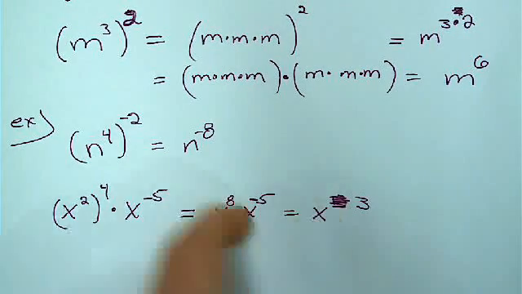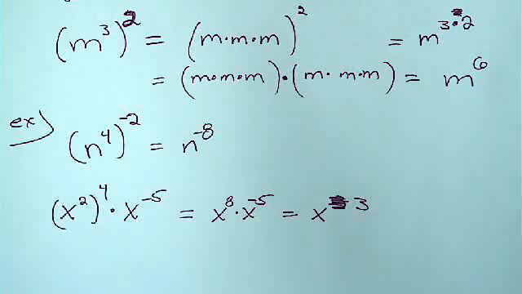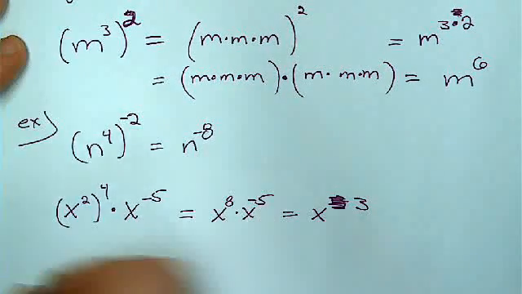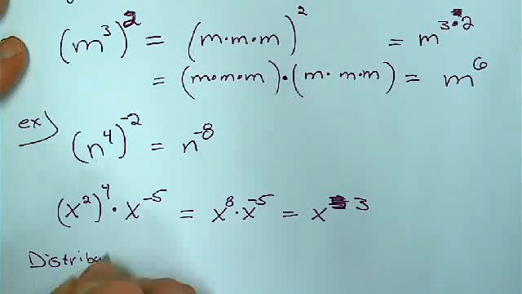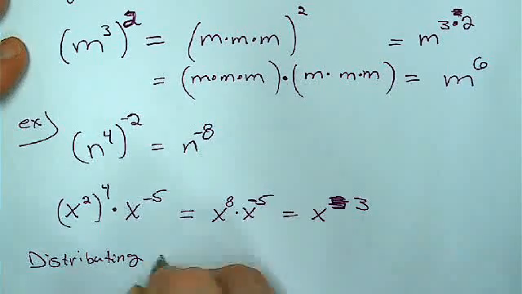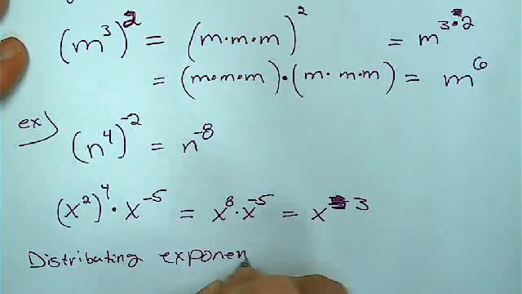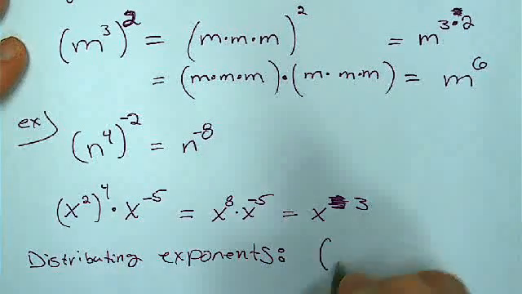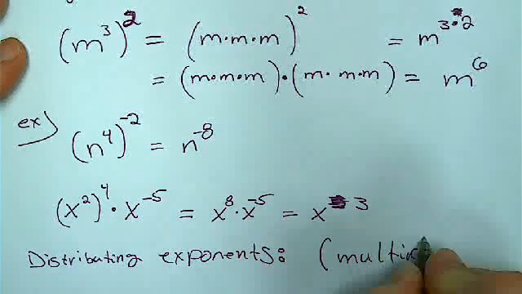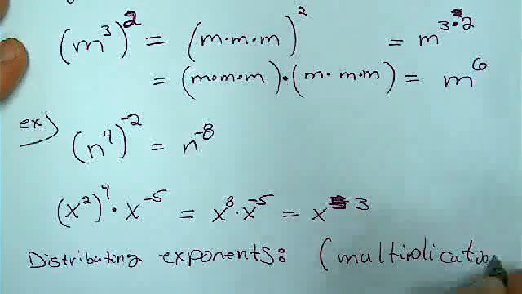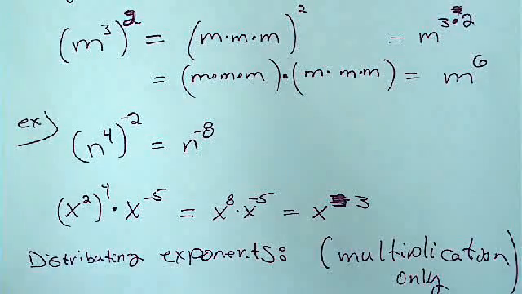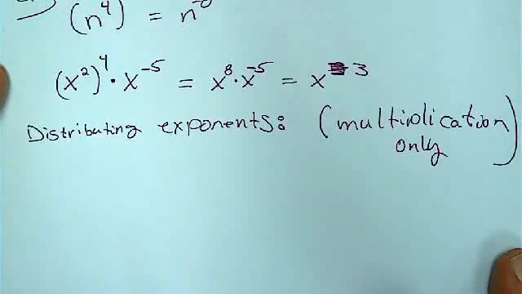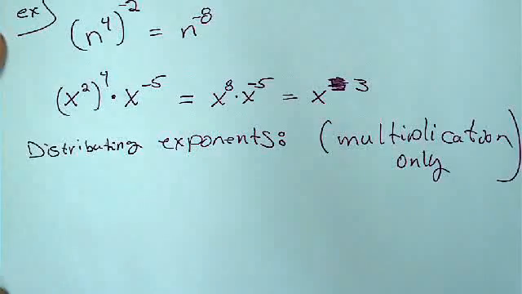Now the last thing, since you see these parentheses, you might have a hint of the last rule, which is distributing exponents. And this only works across multiplication. You cannot distribute across addition. Students like to do that, don't.